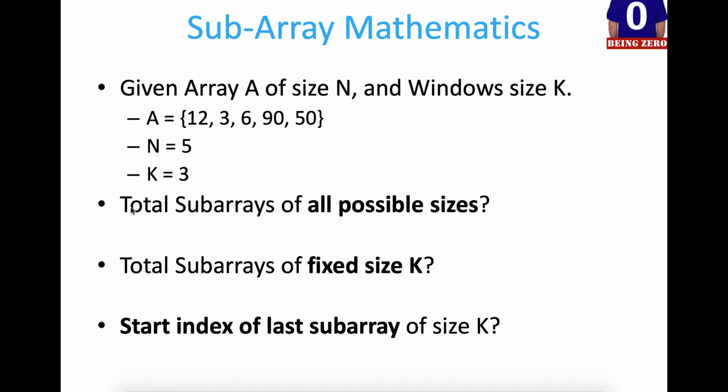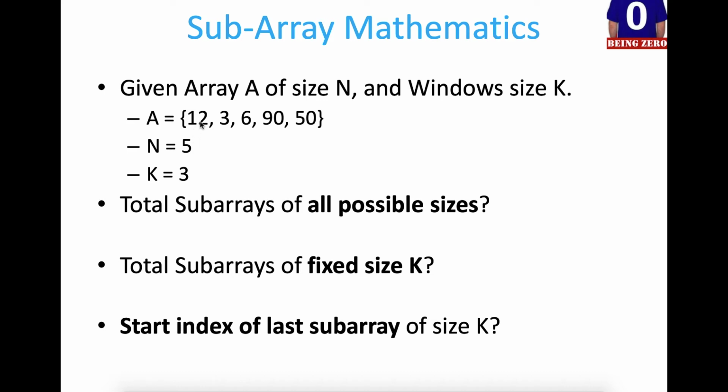The first thing that we have to come up with is the total number of subarrays of all possible sizes. We know a subarray is a contiguous part of an array. If I see A as an array, just think in your mind how many subarrays will be there of size 1. Since there are 5 elements in total, there are 5 subarrays of size 1, because 12 alone is a subarray, 3 alone is a subarray, 6 alone is a subarray, 90 alone is a subarray, and 50 alone is a subarray. So we have 5 subarrays of size 1.